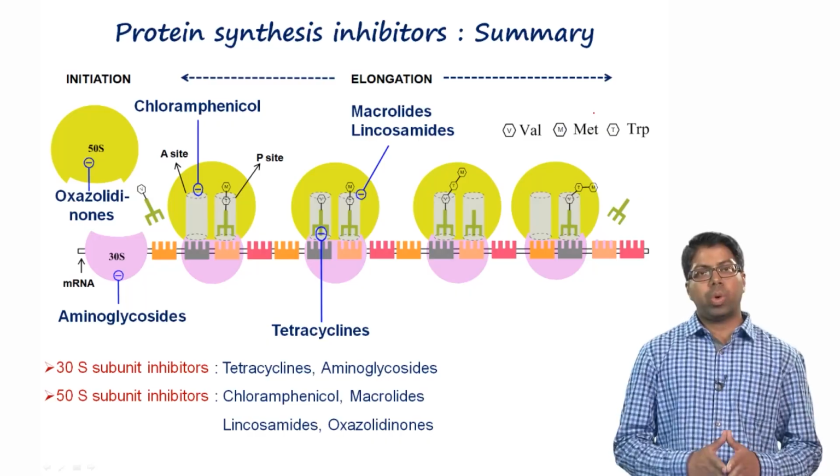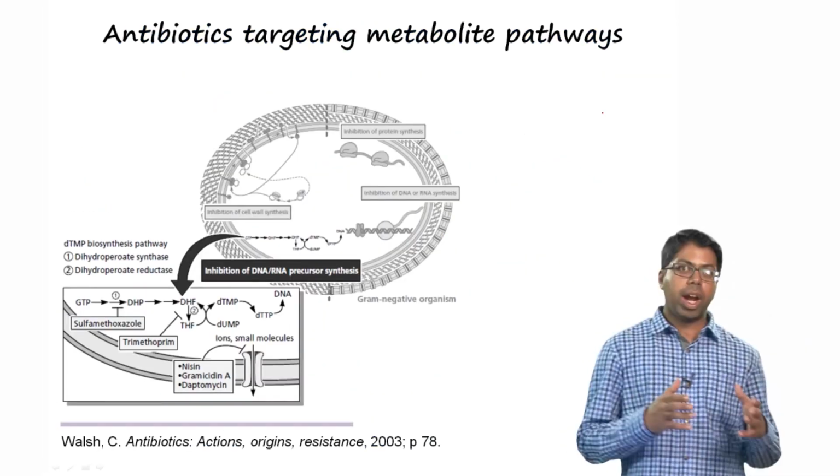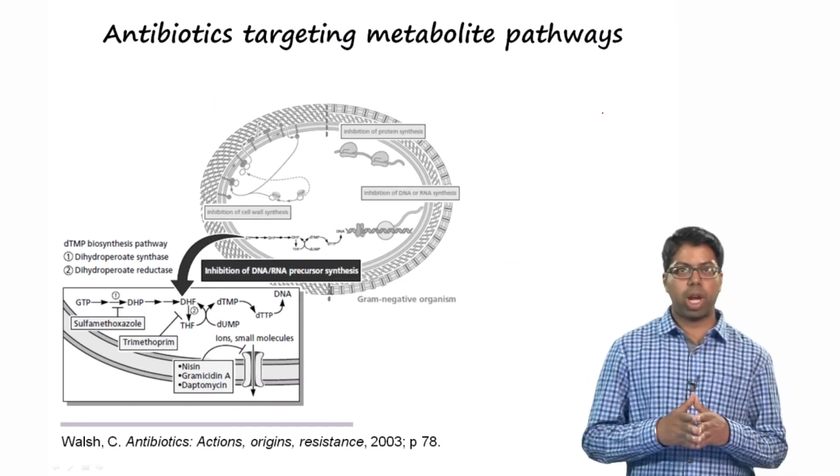Whereas other antibiotics like chloramphenicol, macrolides, lincosamides and tetracyclines bind to either the 30S or 50S subunit respectively and inhibit protein synthesis. Now, let us move to another class of antibiotics that target the metabolite pathways.